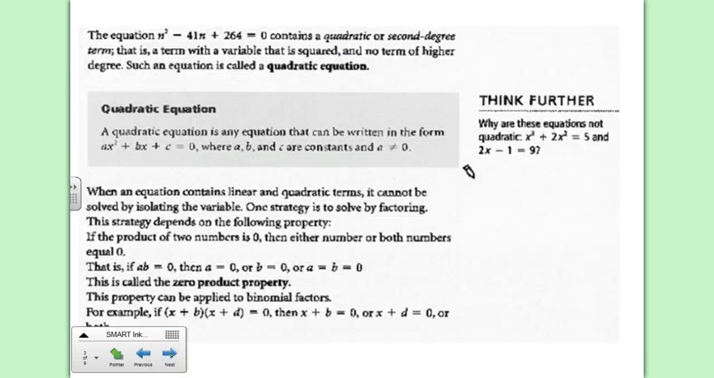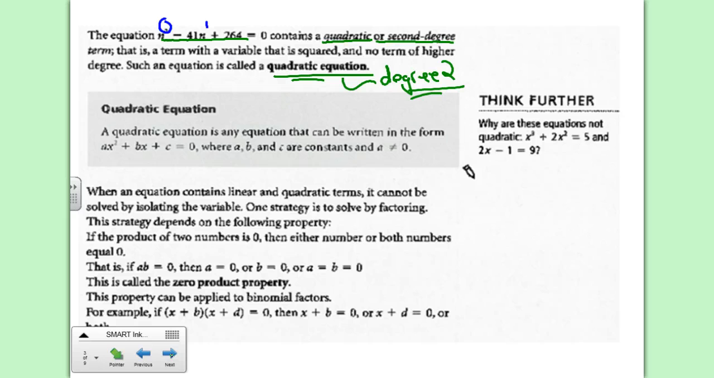Please get your highlighter out and look. This is something above what you would have seen in grade 9. This equation contains a quadratic or second degree term. Quadratic is where there's a square. That's degree 2. This one is degree 2. This one is degree 1 right there. And when you see that term with the variable that's squared and no term of higher degree, that's called a quadratic equation. So a quadratic equation is degree 2. We talked about classifying polynomials in Math 10. That's a degree 2 polynomial.